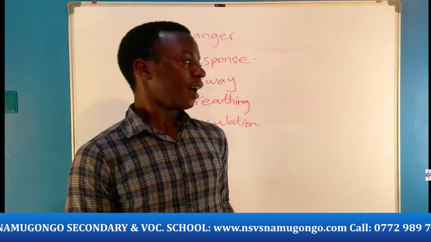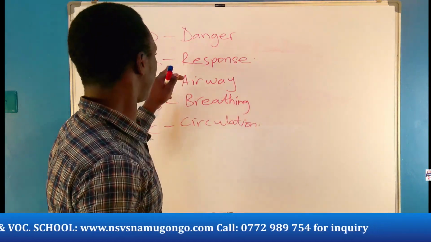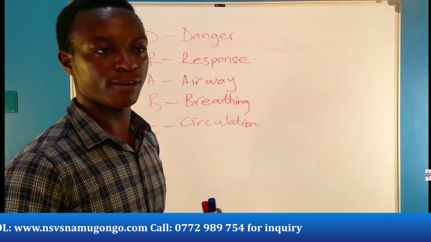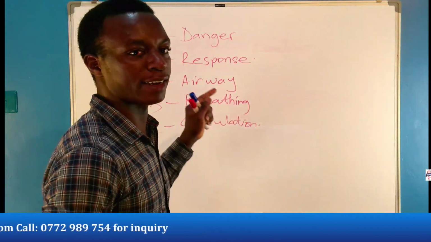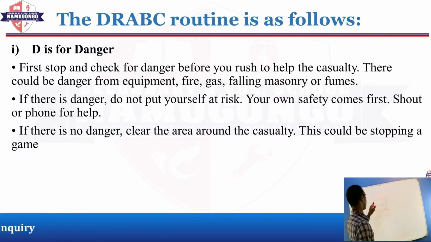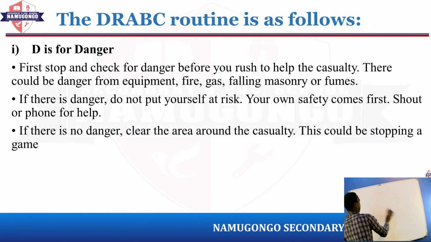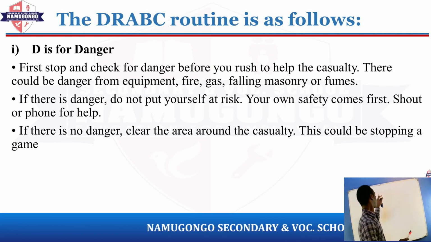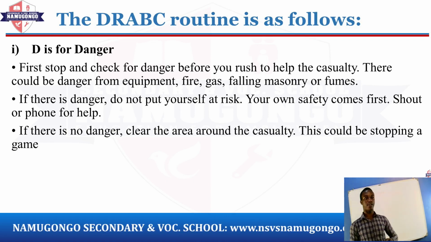Okay, now the next thing, we have known what each letter in this acronym represents. Therefore, now we need to explain each and every letter here. What I will start with is the danger. Let me first remove this. We explain one by one. Okay, the first one is danger. We have seen that D stands for danger. How do you check for danger?